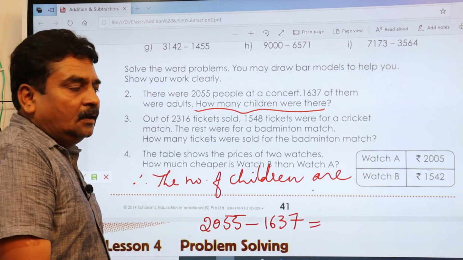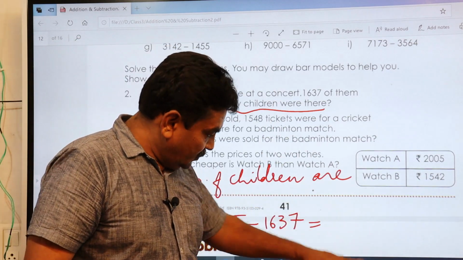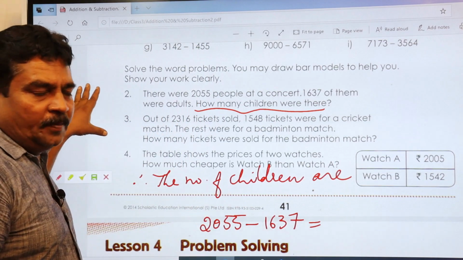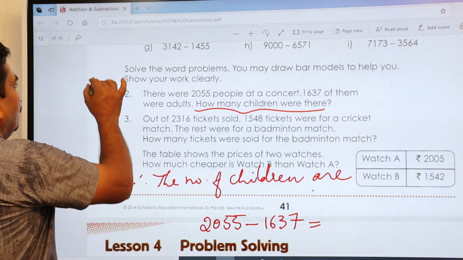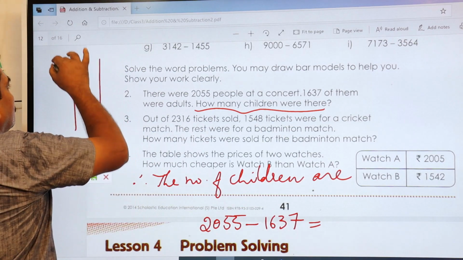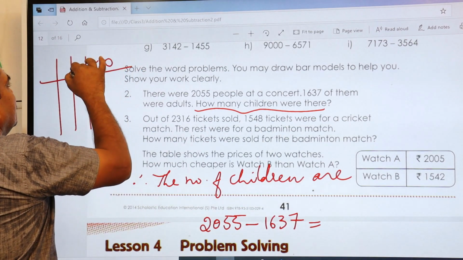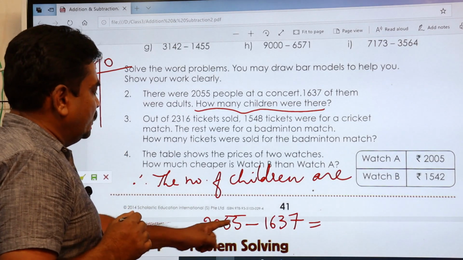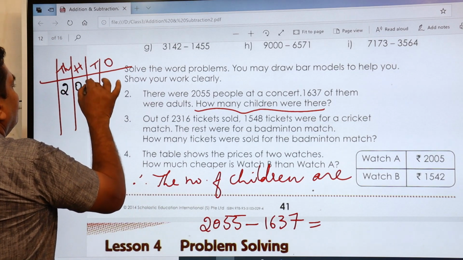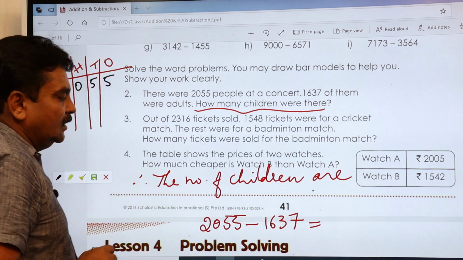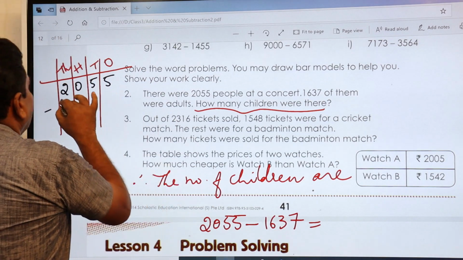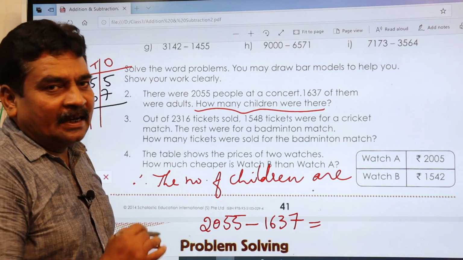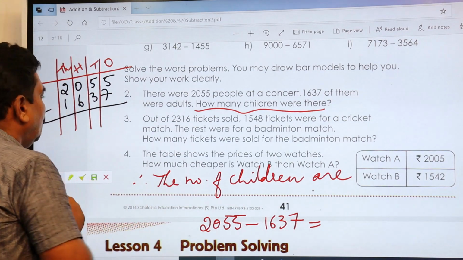1637. This you have to do in a tabular form beside this, but here there is no place, so I'll do it here. You copy it in your notes. Write down again in a tabular form. You have ones, tens, 100 and 1000. So 2055 minus 1637. You just minus it. So how are you going to minus?